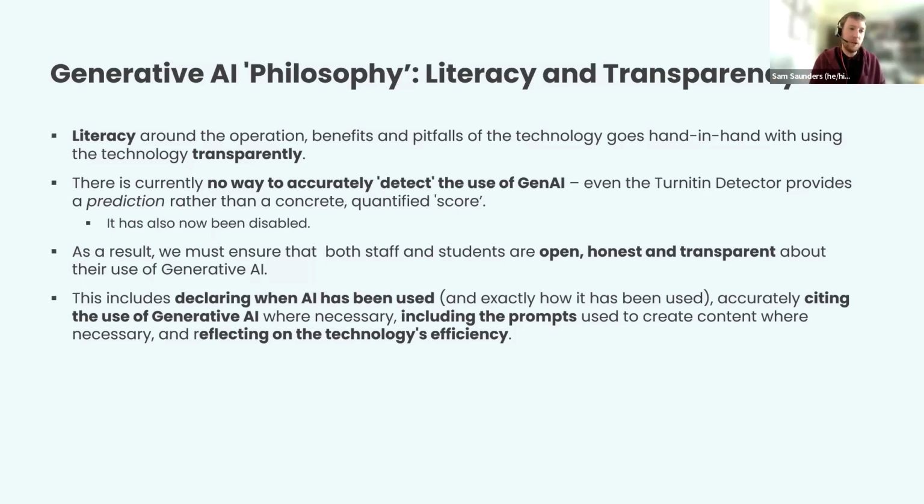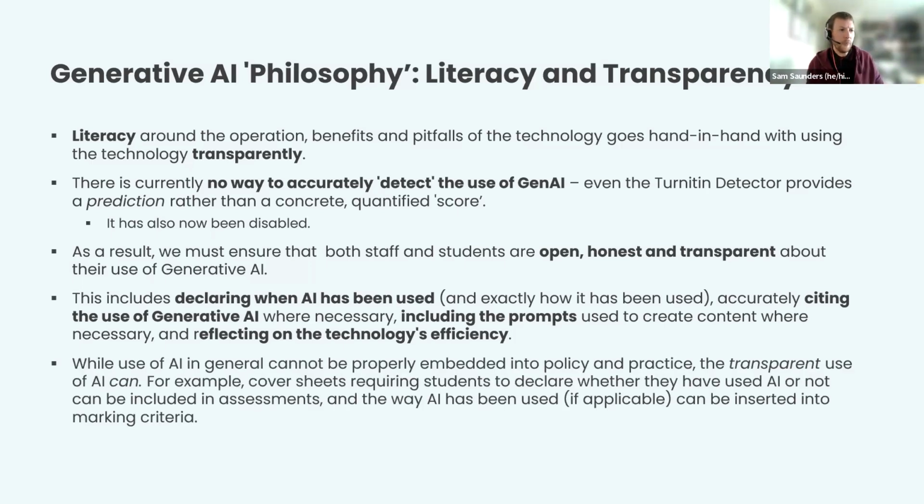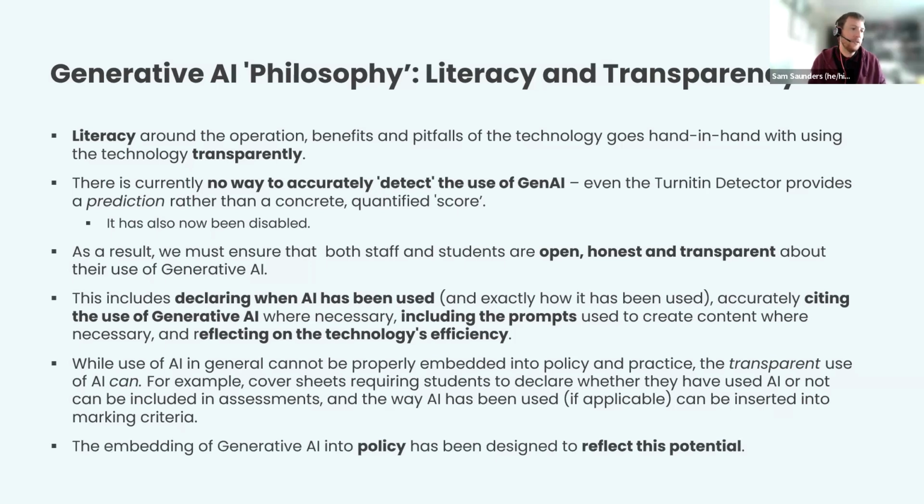At its most basic level, it's citing the use of the technology and including the prompts. And at its more complex level, it's reflecting on its efficiency and how well it's been incorporated into the journey of the assessment. And that is something that we can embed into policy. We can ask students to declare whether they've used it or not and to reflect on it. We can't tell them not to use it, but we can tell them to tell us whether they have or they haven't. And that can be incorporated into marking criteria as well. So we have reflected that in policy as well.